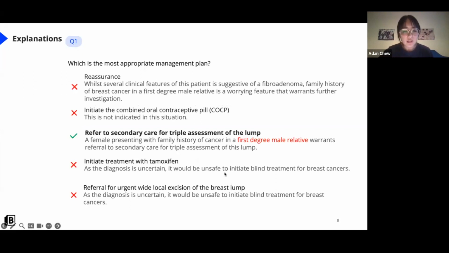COCP is not indicated. Tamoxifen is only used to treat breast cancer, and we don't know for sure if she has one. So the safest thing is probably to refer her. And that's the same for the referral for the excision of the lump. We're not sure of the diagnosis, so we wouldn't want to operate on someone whose diagnosis we're uncertain of.